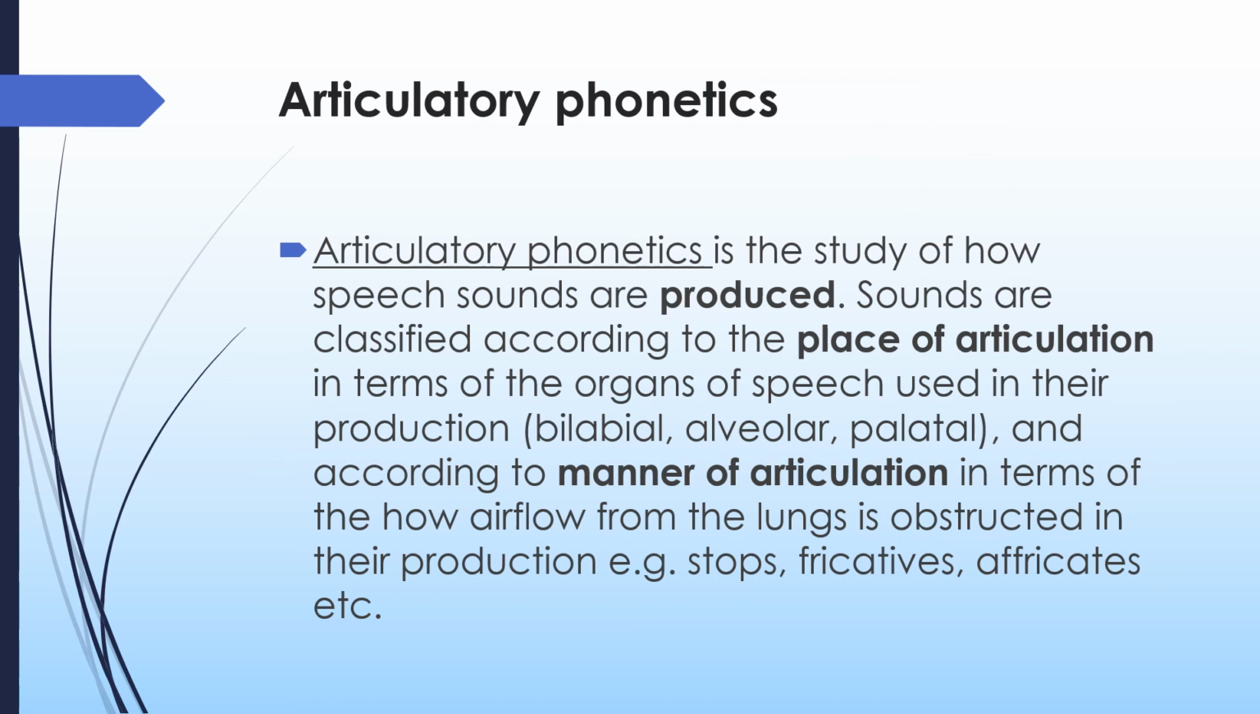So the first one is articulatory phonetics. Articulatory phonetics is the study of how speech sounds are produced. In order to produce speech sounds, we have two major sections: place of articulation and manner of articulation. Place of articulation refers to the speech organs. For example, sounds produced from the lips. So this is a place, and we refer to this as place of articulation.